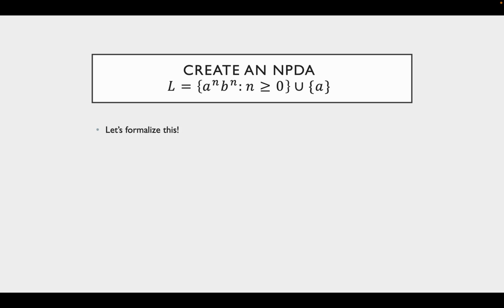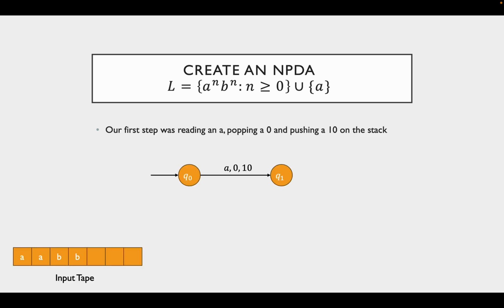Let's formalize this and actually create our NPDA. Our first step in this particular input string is reading an A, popping a 0, and pushing a 1, 0 on the stack. This here is the term for that. This is how we formalize that. So we read an A, we popped a 0, and then we push a 1 and a 0 on. Where the 0 is pushed first, the 1 is pushed second. So the 1 is at the top of the stack. We also transition to Q1 when we do this.